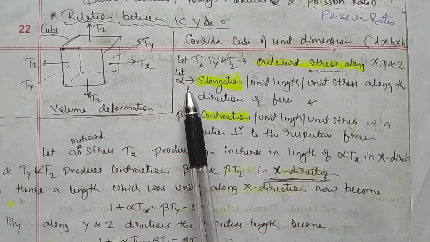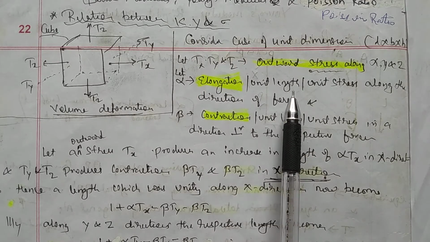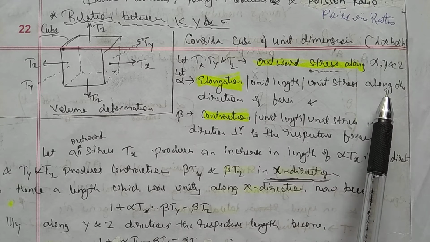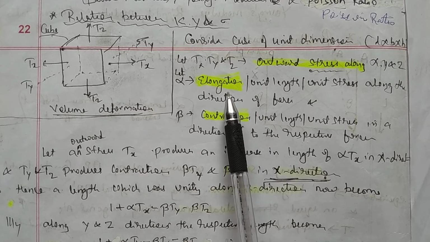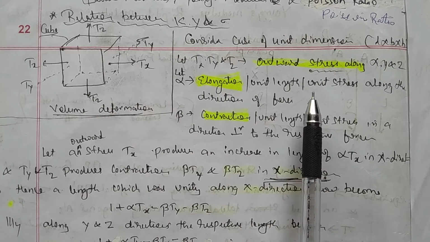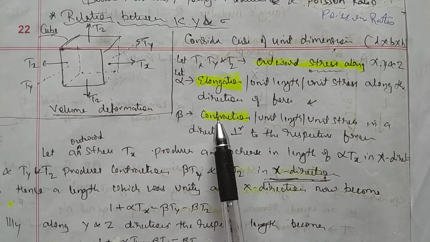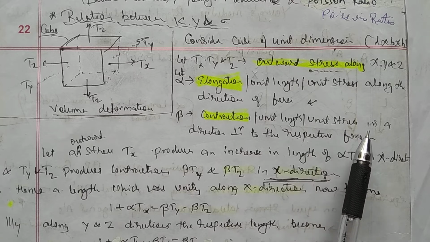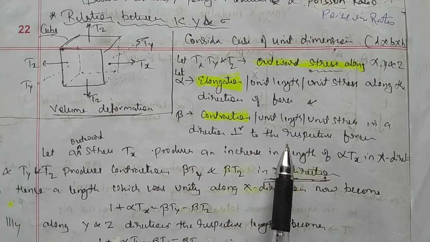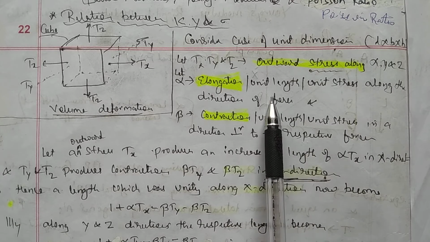Let alpha be the elongation per unit length per unit stress along the direction of the force. It means along the direction in which we apply the stress, the elongation per unit length. Similarly, beta is the contraction per unit length per unit stress in a direction perpendicular to the applied force.